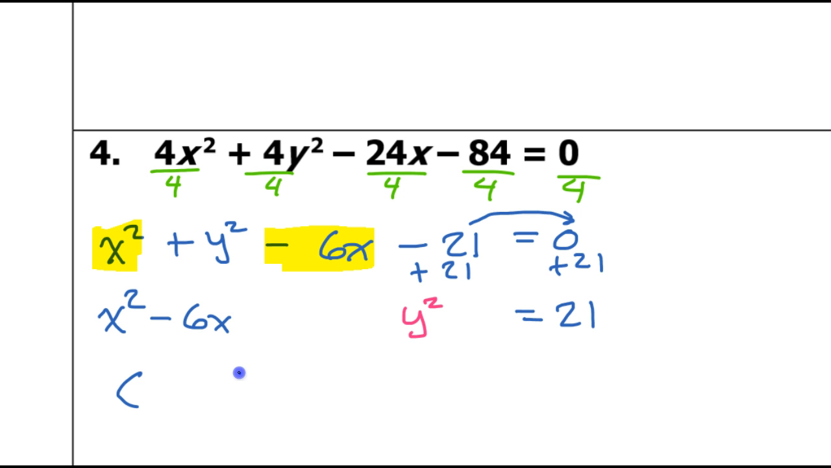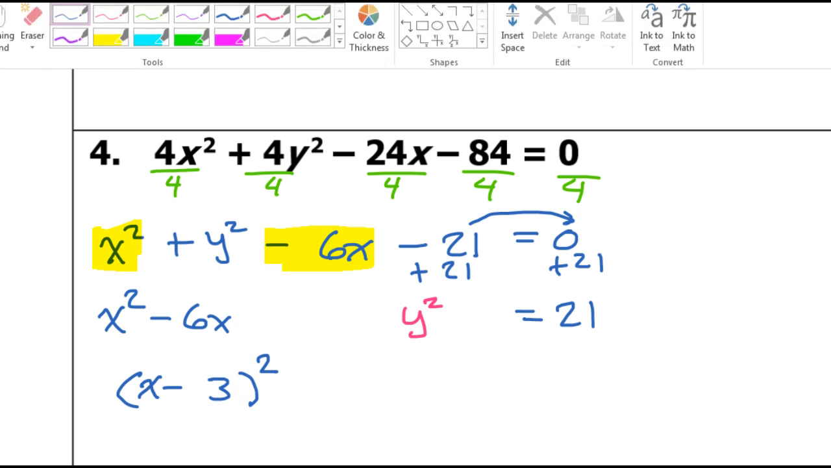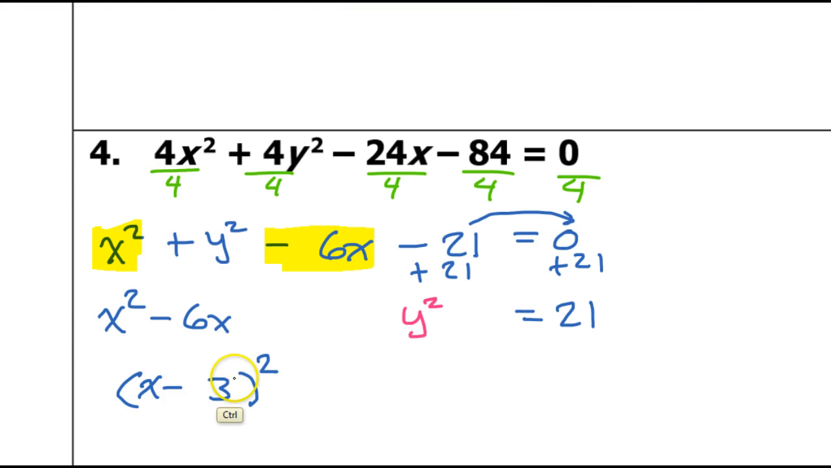So I'm going to rewrite this as a binomial squared. Okay, it's x's, so I know I'm going to have x. This is minus, so I know it's going to be minus. The number is going to be half of this, so it's going to be 3. Now the number that completes the square is going to be this squared, 3 squared. So that's going to be 9. Positive 9. All right, even if it's a negative number, when you square it, it becomes positive.